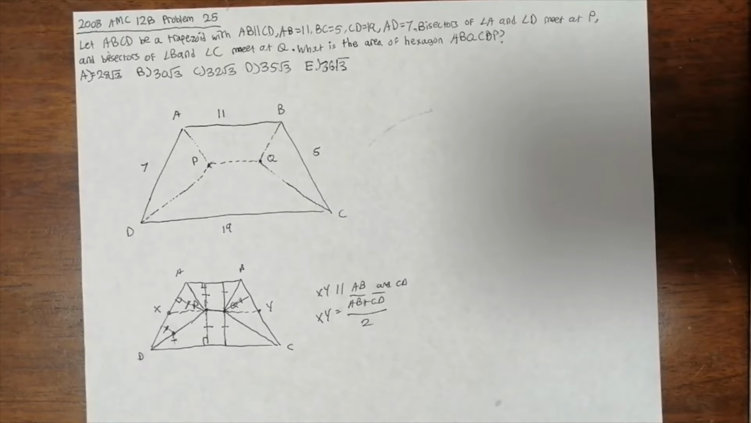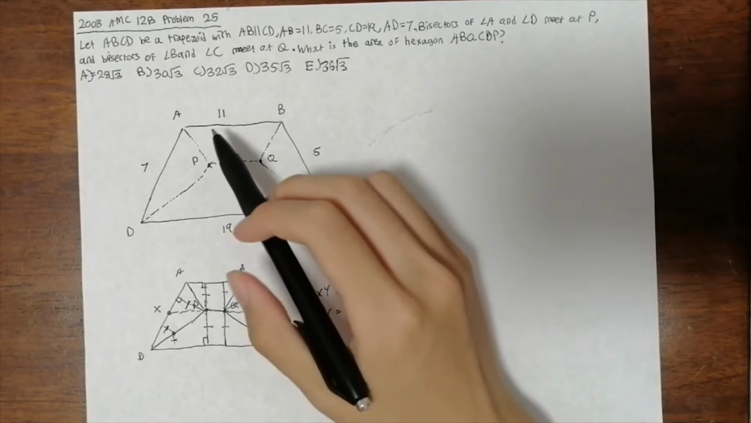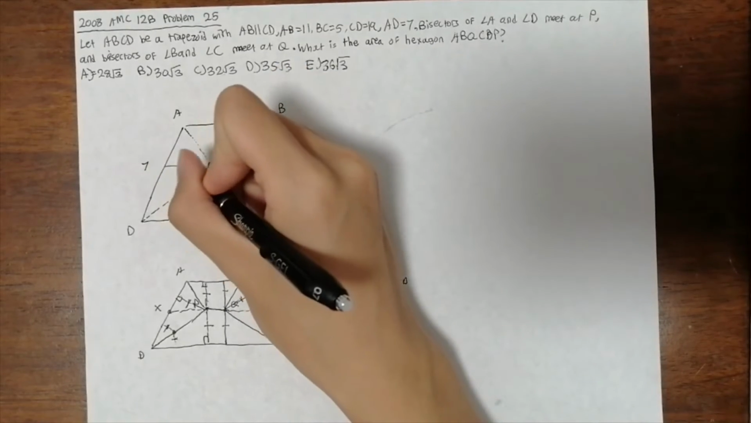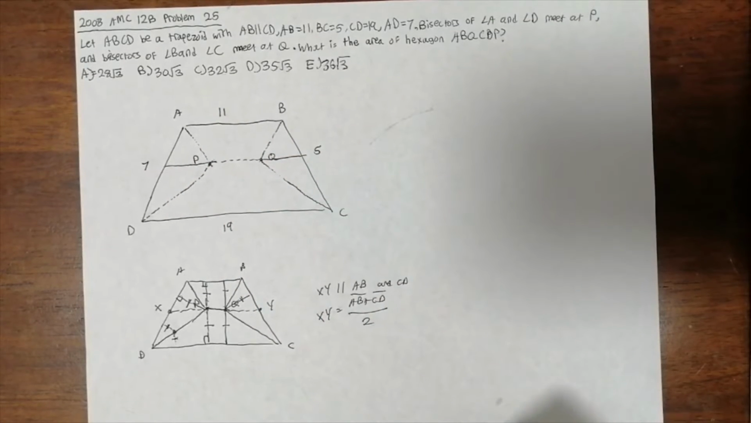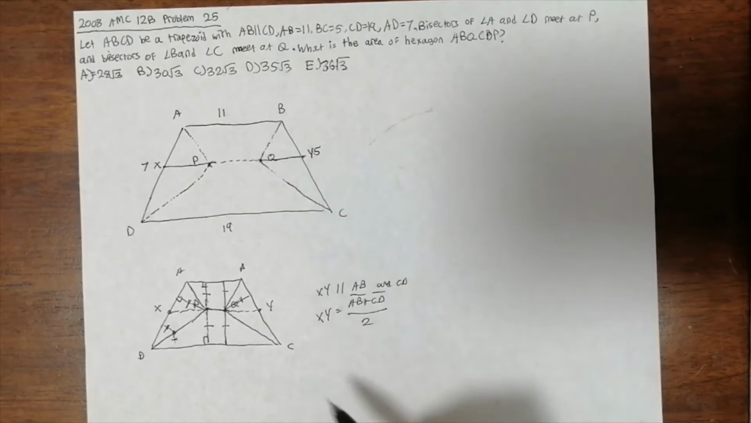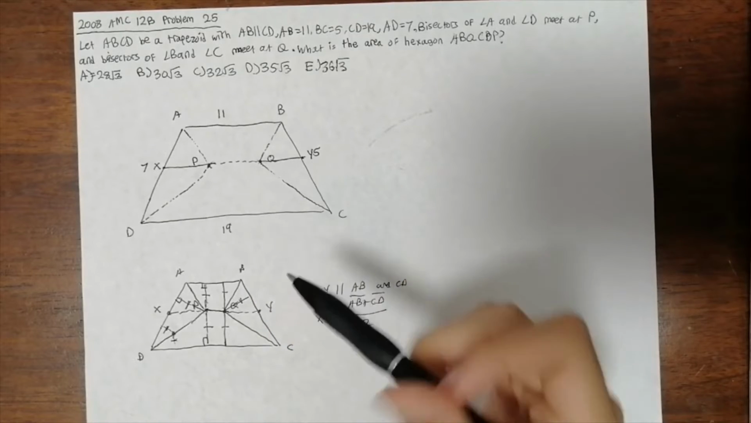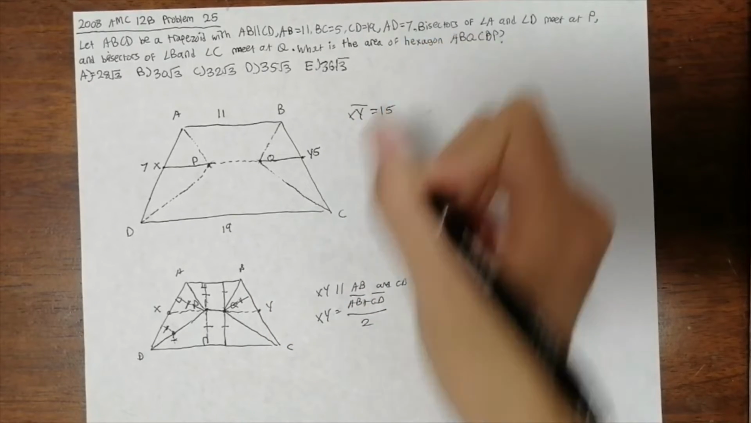Okay, now what we need to do is figure out the length of PQ in the original problem. So we know that if we draw the entire midline here, well, what is this entire length going to be if we label these points XY? It would be 11 plus 19, which is 30, divided by 2. So XY is equal to 15. The length of XY is 15.